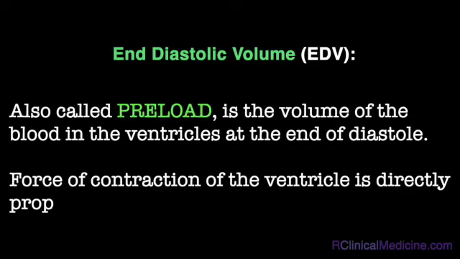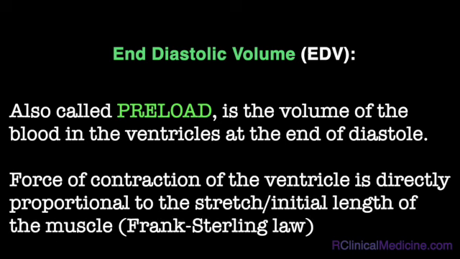Please note, the end diastolic volume refers to the volume of the blood in the ventricles at the end of the diastole. It is also called preload. This is very important because the force of contraction of the ventricle is directly proportional to the stretch or the initial length of the muscle, known as Frank-Starling law.